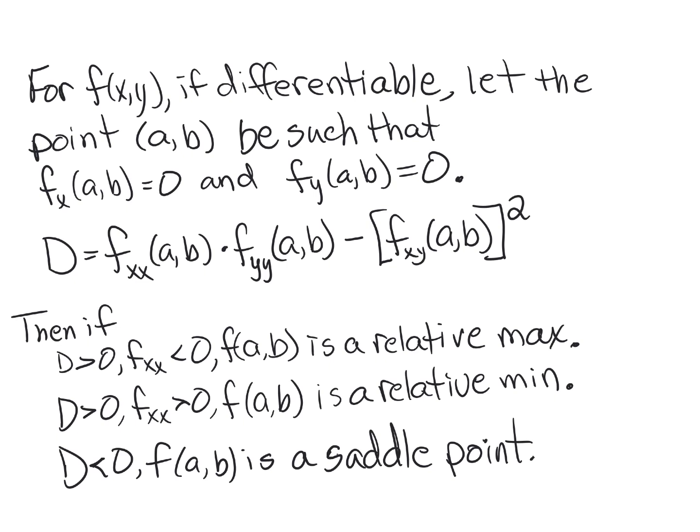Now, if D is negative, then either this part overwhelms this one, or these two guys were opposite signs, and that would make D negative. And if D is negative, we have what's called a saddle point.